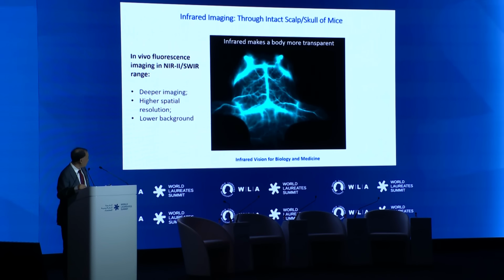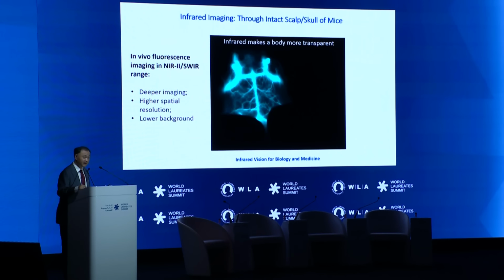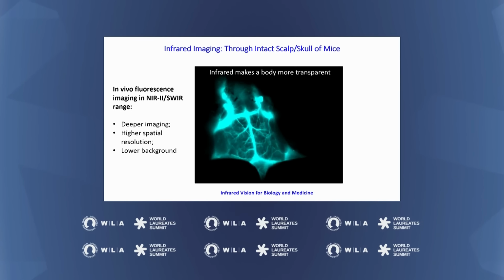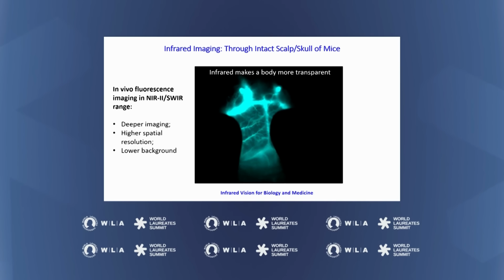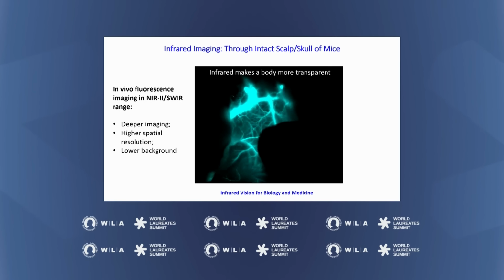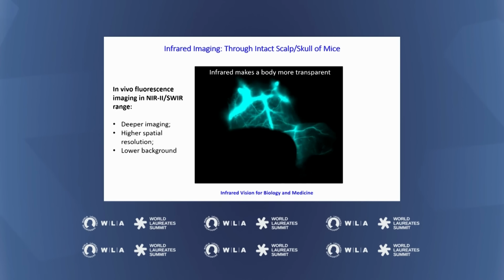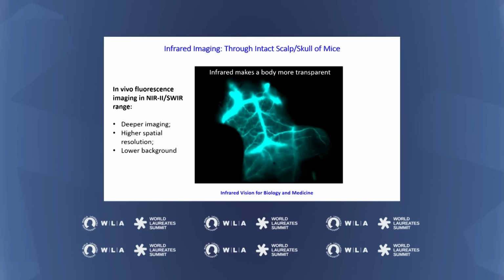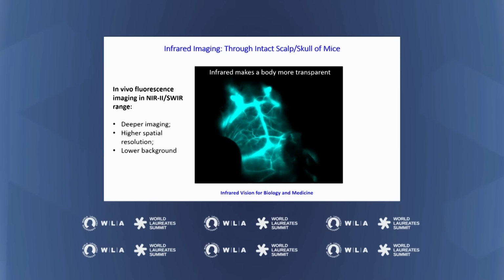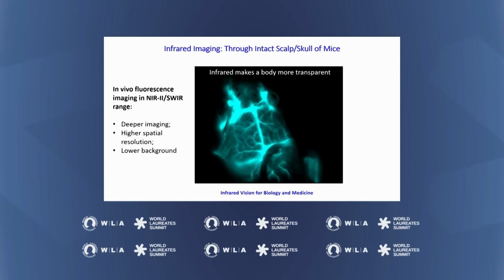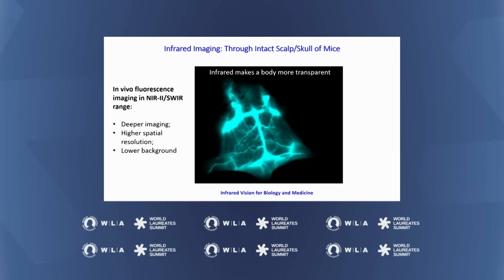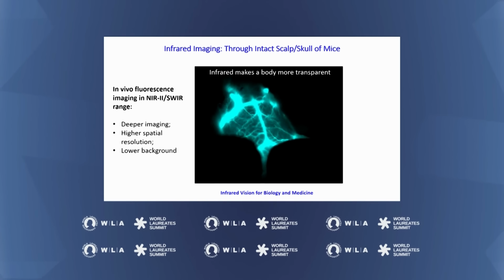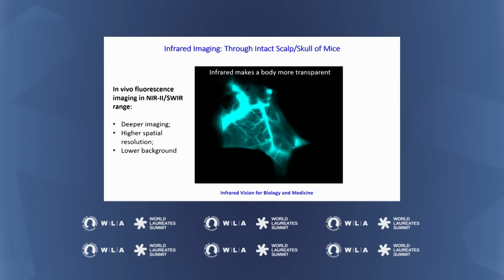So here is a movie of a mouse head. We can actually do infrared fluorescence imaging, penetrating through the skull and the scalp of a mouse and directly looking into the mouse cerebral vasculature, non-invasively. We didn't open up the mouse or anything. So we have such infrared vision going into the body.